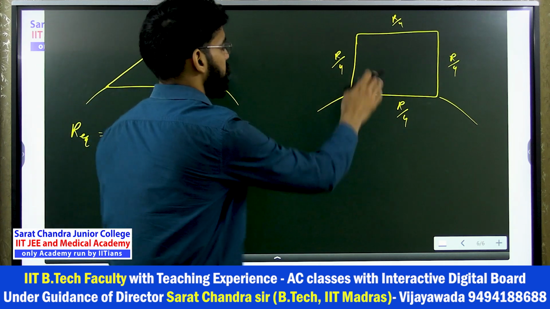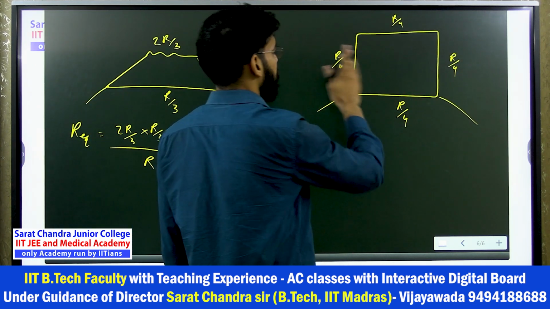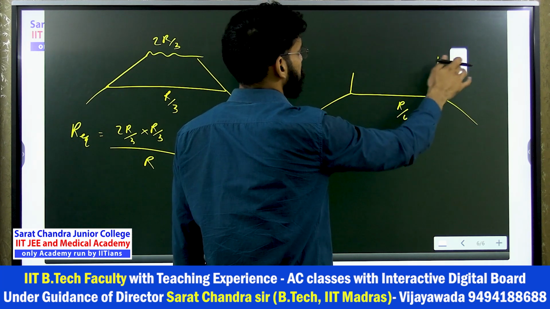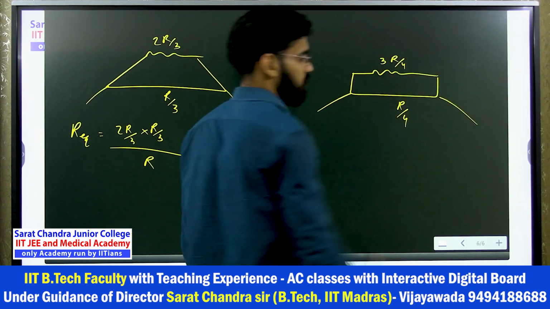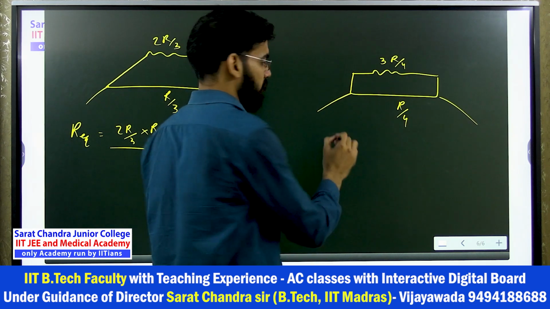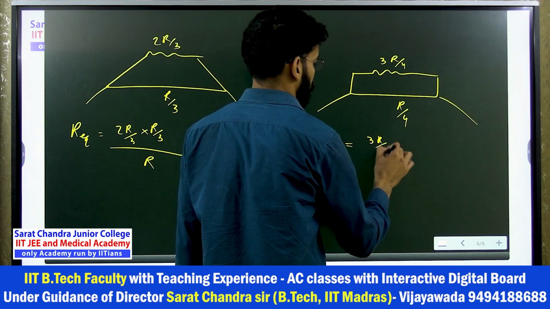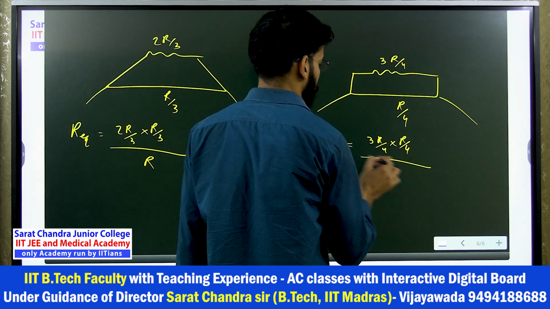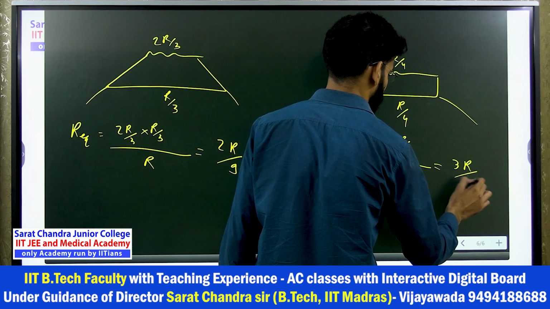Okay. In case of a square, if I see, all these three are in series, so directly add. So how much came? 3R by 4. This came 3R by 4, right? 3R by 4 and R by 4 are in parallel. So R equivalent is equal to 3R by 4 multiplied by R by 4 divided by the sum, R only, right? So this came 3R by 16.